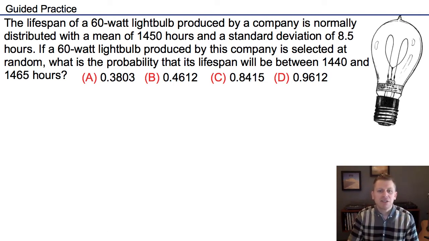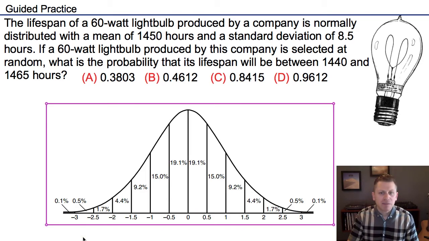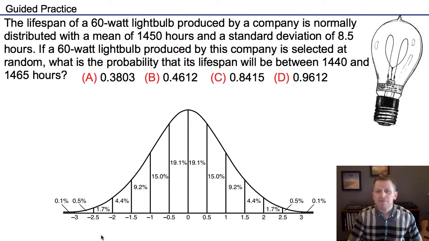First thing I like to do here is set up my curve. I like to put things on the curve, see where they lie. Start by placing below 0 the mean. In this case, the mean is 1450. Now we'll use that standard deviation of 8.5 to add and go above. Well, if I add 8.5 to 1450, I'll get 1,458.5, and I could continue this pattern.